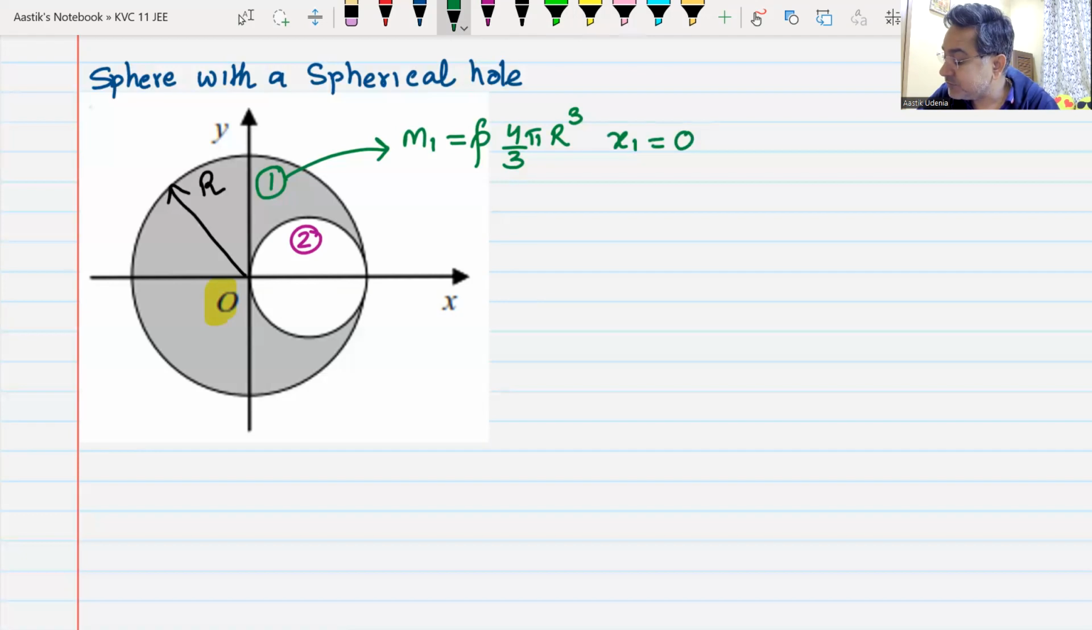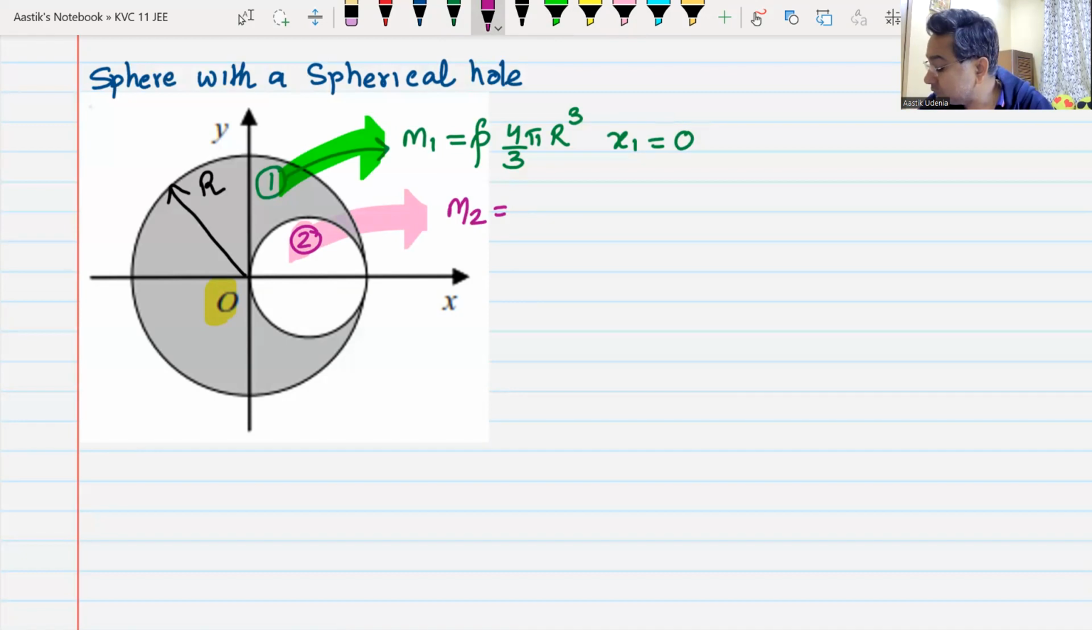Let us move on to this body. What is the mass of this one? M2, if I call it. Minus rho 4 by 3 pi r cube by 8, because the radius is half, so r cube by 8. What is the x position of the center of mass of this body? R by 2.